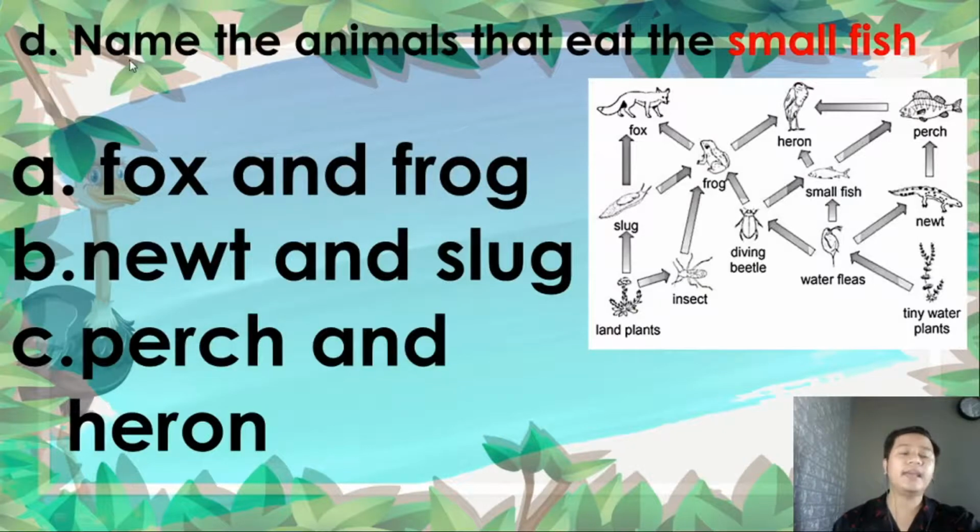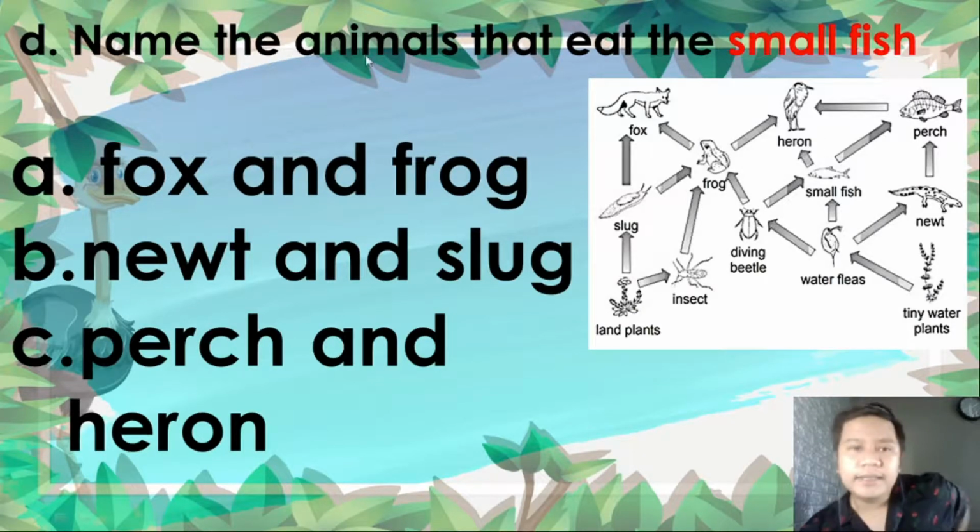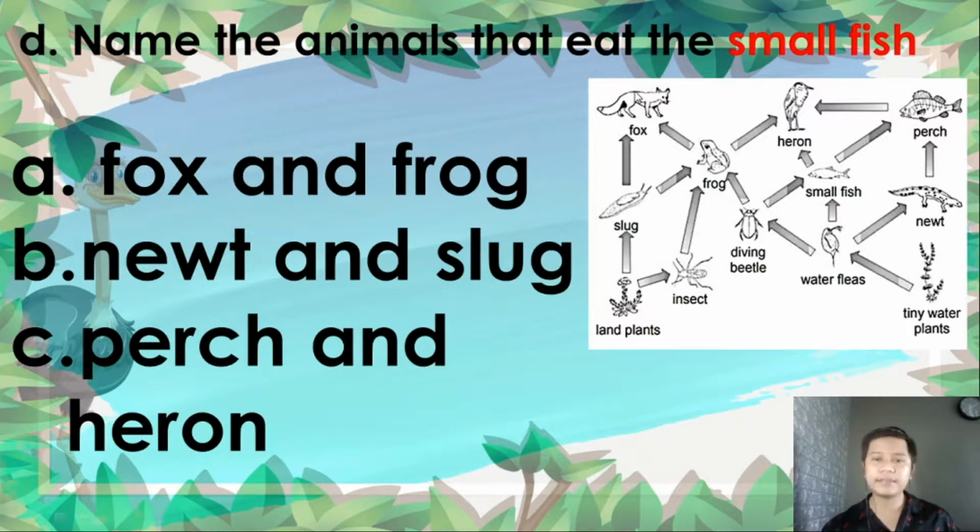Again, name the animals that eat the small fish. So what animals eat the small fish? Is it A, fox and frog? Is it B, newt and slug? Is it C, perch and heron? What is the answer? Look at the small fish. Okay, letter C. The perch and the heron eat the small fish.